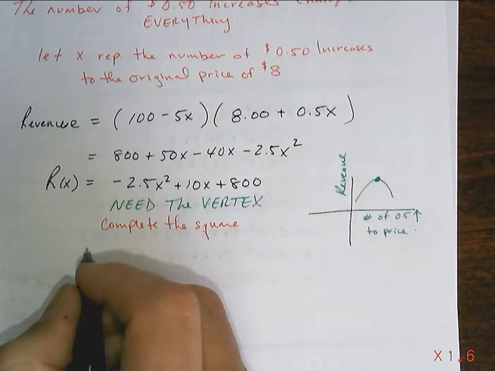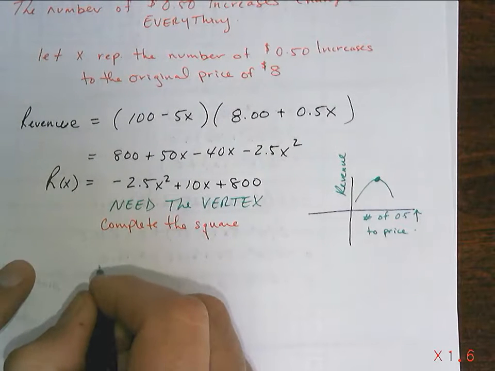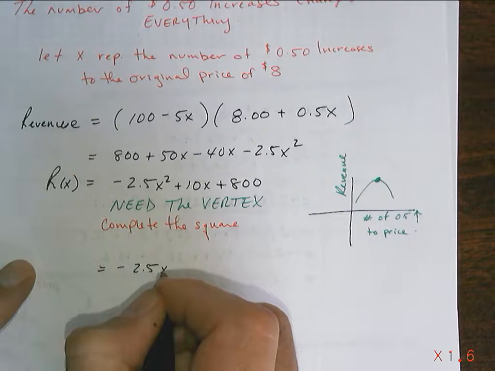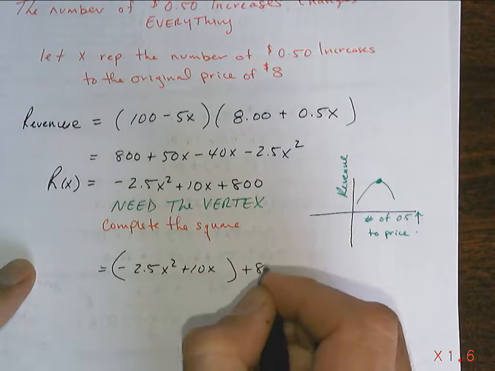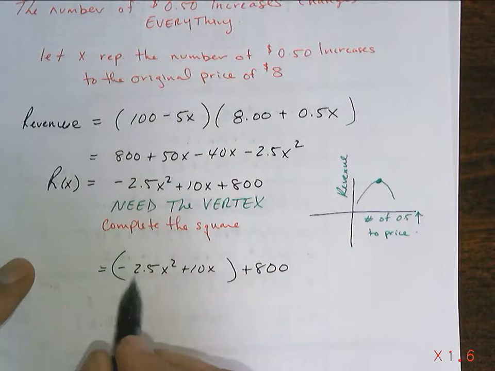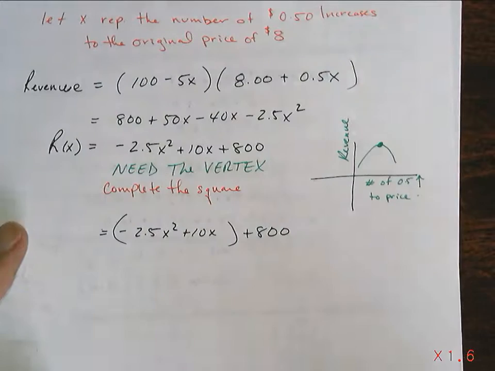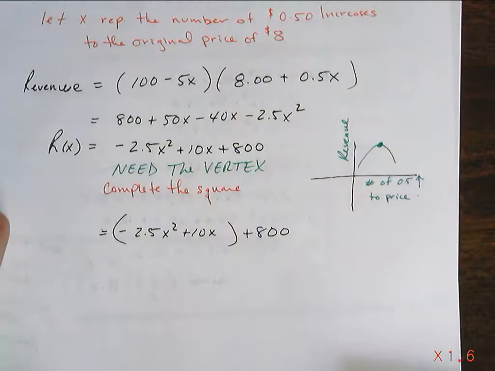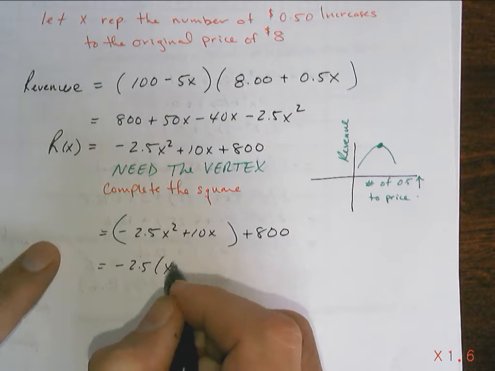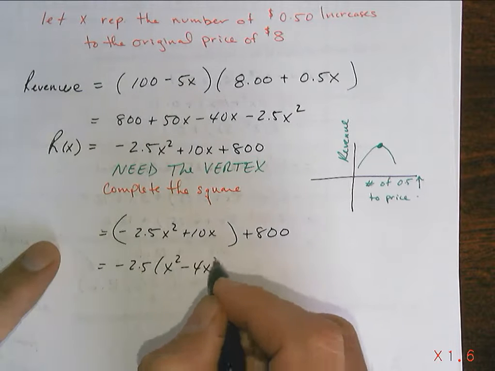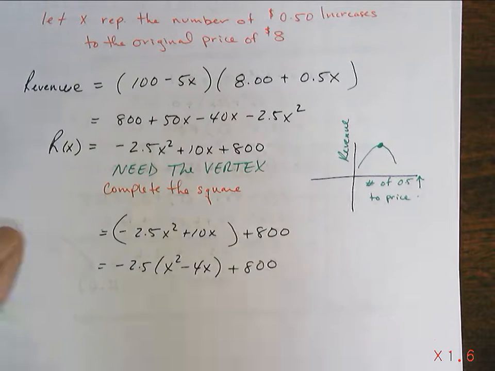So it's going to be negative 2.5x squared plus 10x, all in brackets, plus 800. You've got to common factor out that negative 2.5. So 10 divided by negative 2.5 is negative 4. So negative 2.5 bracket x squared minus 4x, plus 800.